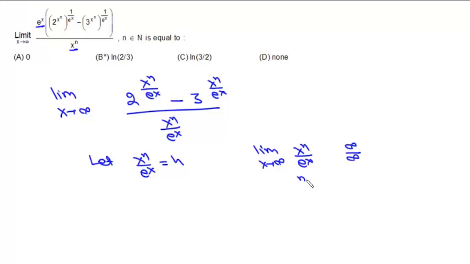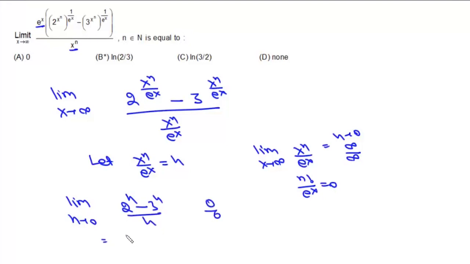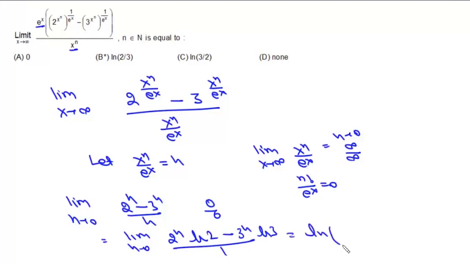x to the power n upon e to the power x will be infinity upon infinity form. Now if we differentiate this n times, there will be factorial n upon e to the power x, and there will be factorial n upon infinite, which is 0. So when x tends to infinite, this h, it tends to 0. So it will be this limit h tends to 0, 2 to the power h minus 3 to the power h upon h. Now this is 0 upon 0 form. Now if we use L'Hopital's rule, then we can write limit h tends to 0, this is 2 to the power h log 2 minus 3 to the power h log 3 upon 1. And if we put this limit h tends to 0, this is log 2 by 3, and that's your option B.